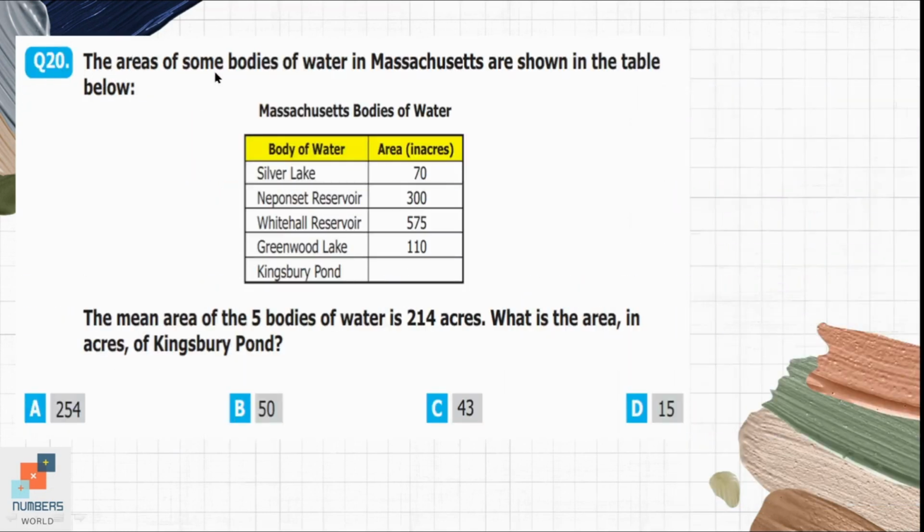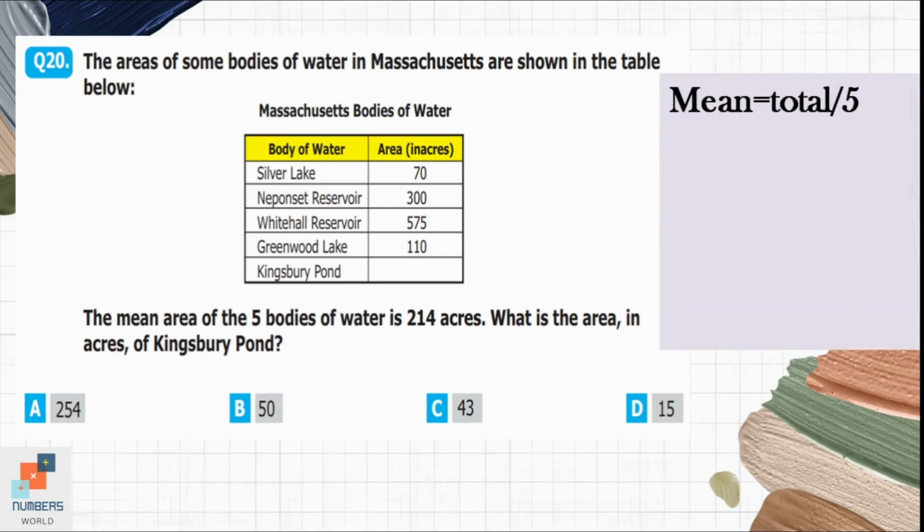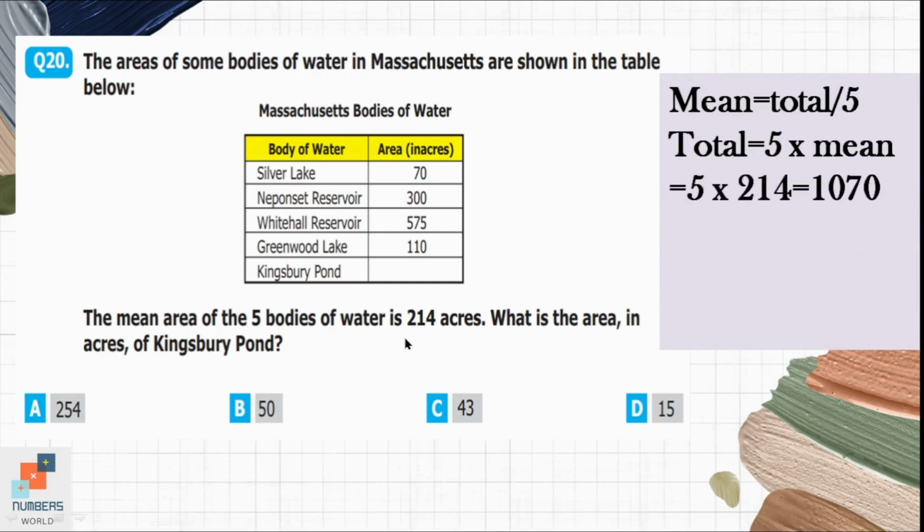Question number 20. The areas of some bodies of water in Massachusetts are shown in the table below. The mean area of the 5 bodies of water is 214 acres. What is the area in acres of Kingsbury Pond? We know the formula of the mean is equal to total divided by 5. So total is equal to 5 multiplied by the mean. The value of the mean is already given, which is 214. So the total is equal to 1070 acres.